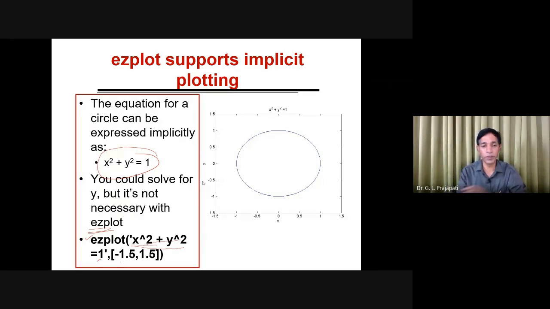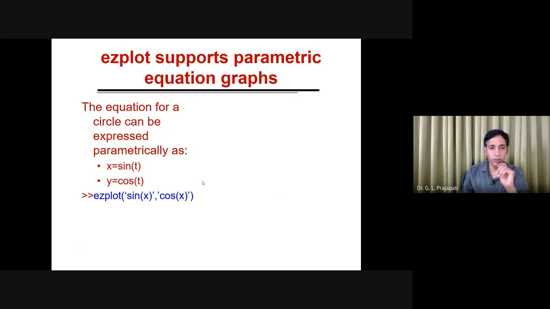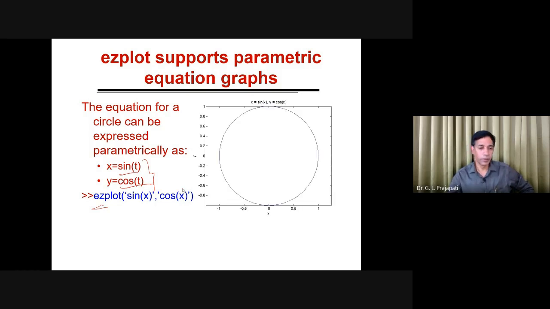Sometimes you want to go for easy plotting with a parametric form. The circle can be expressed parametrically as x is equal to sine t and y is equal to cos t. Then you can go for ezplot with sine and cos, and you have not determined anything. It is a very easy way to plot, which is why it is known as easy. By default range, it is going to construct the graph.